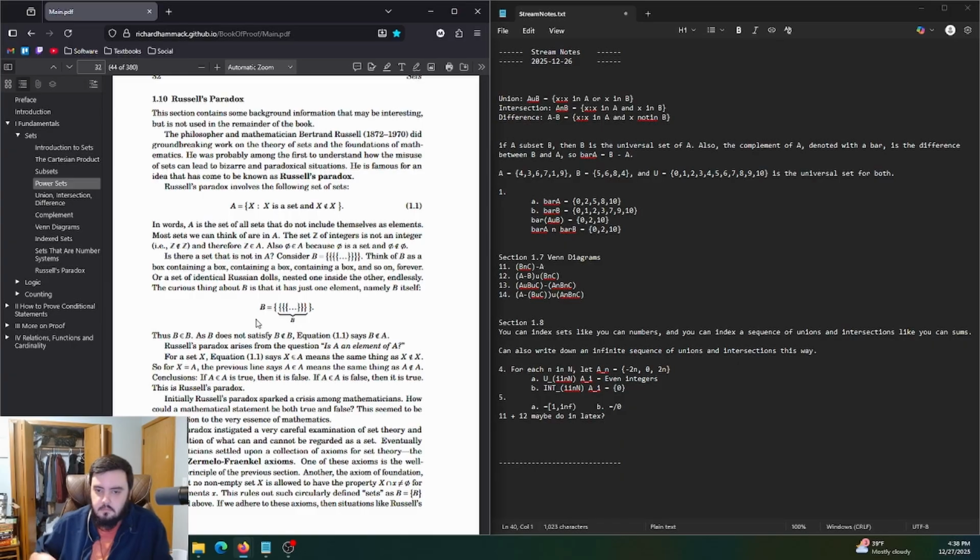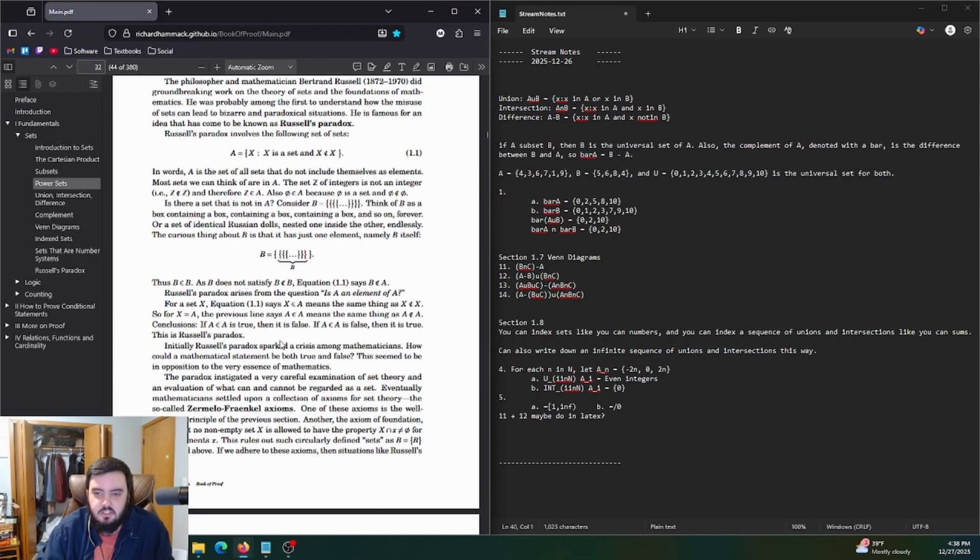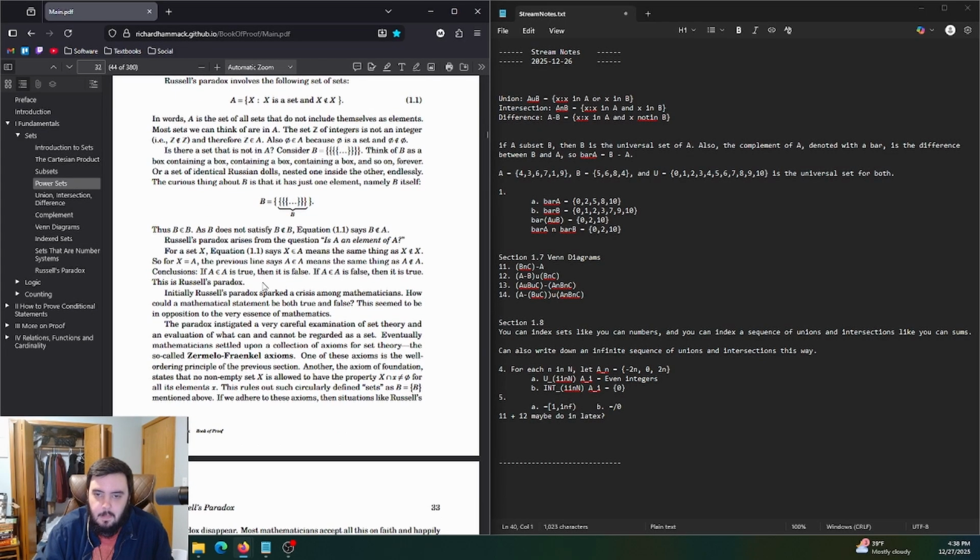Okay. Russell's paradox arises from the question, is A an element of A? Uh-oh. For a set X, equation 1.1 says X is in A means the same thing as X not in X. So for X equaling A, the previous line says A is in A means the same thing as A is not in A. Oh man, that's no good.